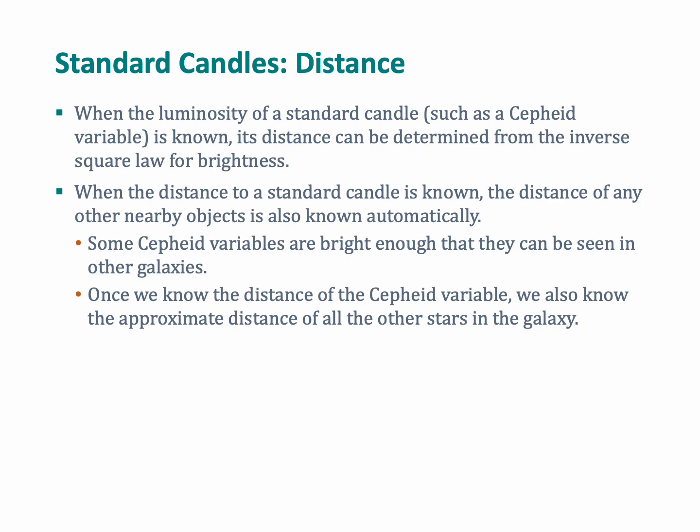There are some Cepheid variable stars that are so bright that they can be seen in other galaxies. So thousands or millions of light years away, we can observe individual Cepheid variable stars, and we can determine their distance, and therefore we know the distance to the galaxy and the distance to the other stars that are in that galaxy.